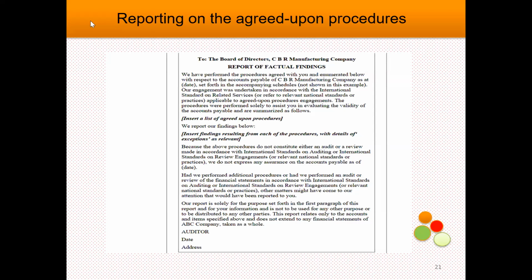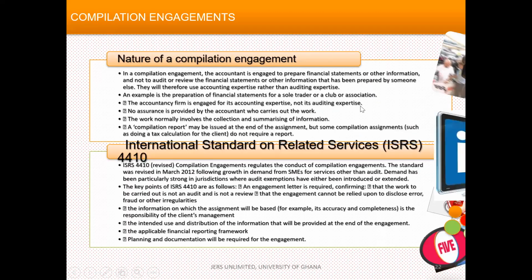Then you make sure that you say that this is not an audit or a review. And so we do not express any assurance on the accounts payable as of the date, or whatever account you are working on. Had we performed additional procedures or had we performed an audit, other matters might have come to our attention that would have been reported to you. You state the auditor, date, and address. Simple. Very, very simple.